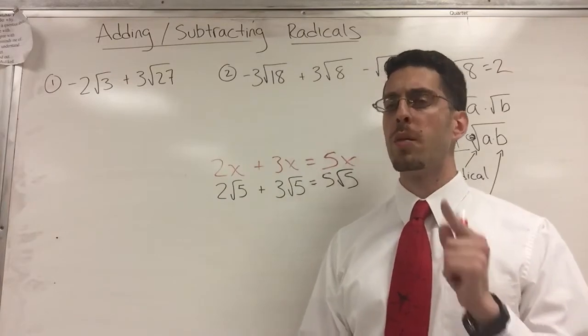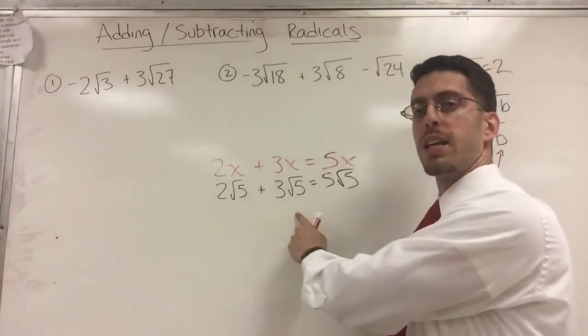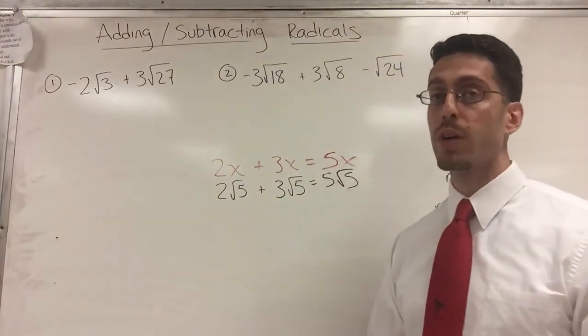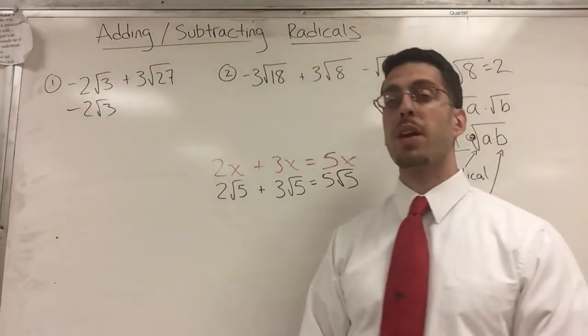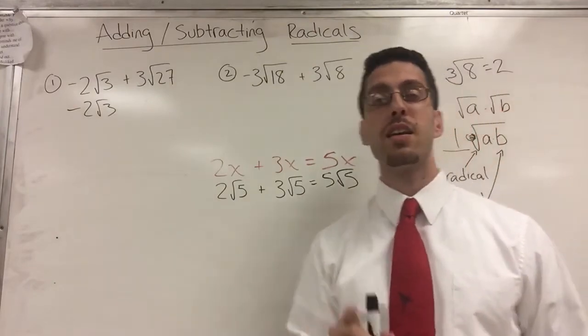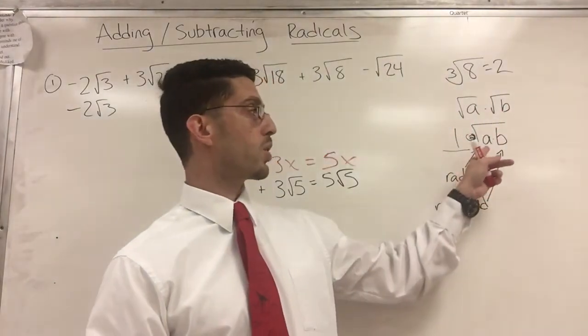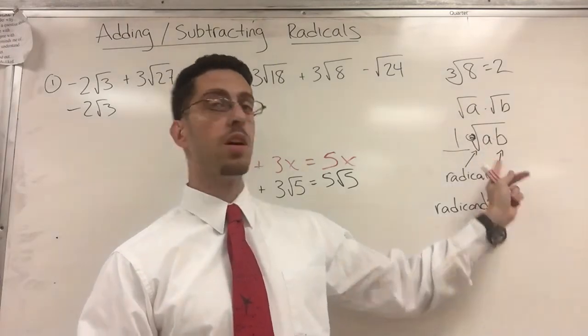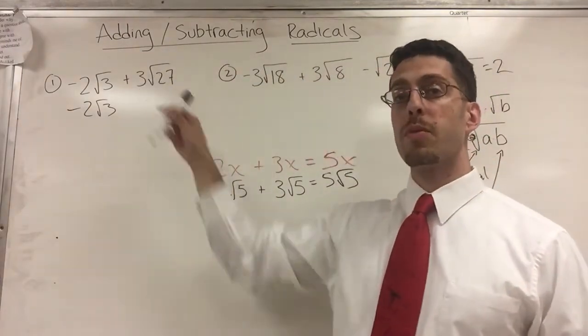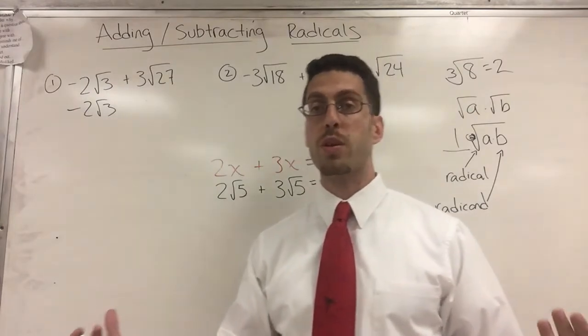Or are you? Because if the rule is you can add like radicands, let's see if we can discover like radicands. So negative 2 radical 3, there's pretty much nothing I can do about that. But I can split apart. You see what happened here is something times something you can write under 1 radical. Well, maybe 27 came from something times something. So let's factor that 27.